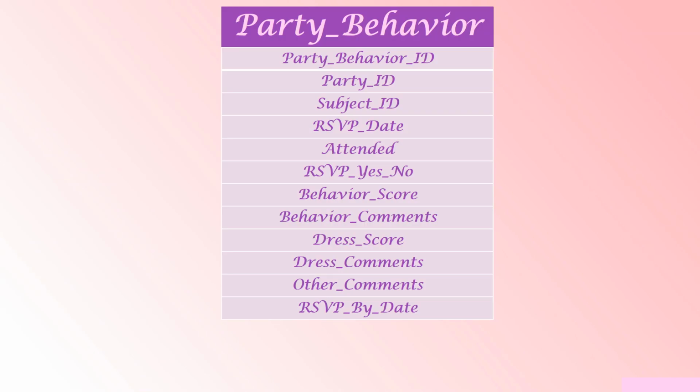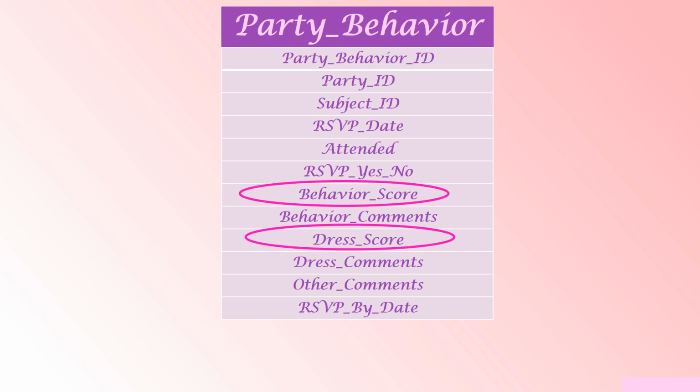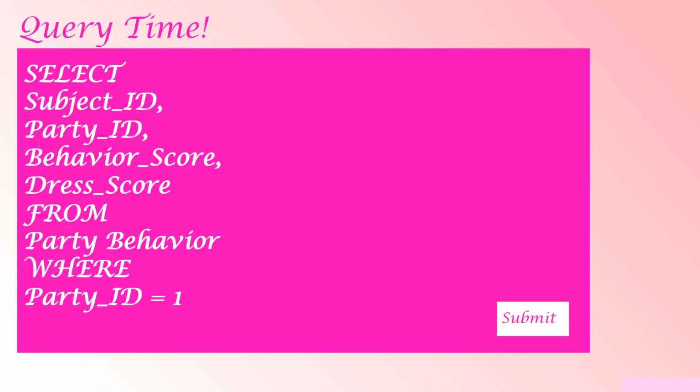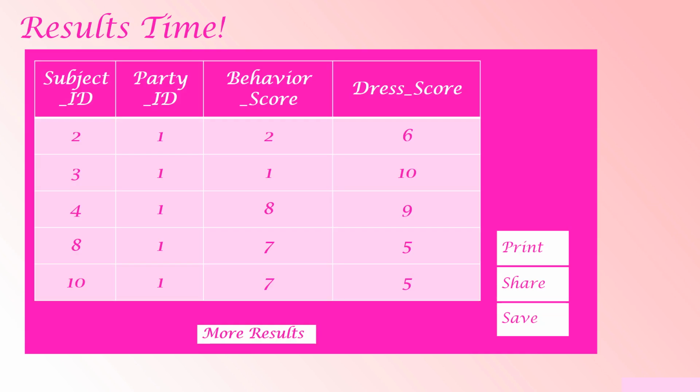Remember how the party behavior table has rows for each subject for each party they attended with a behavior score and a dress score? We could write a query using this table to see all of the subject IDs and behavior scores and dress scores for party ID number 1. Our result set may look something like this.